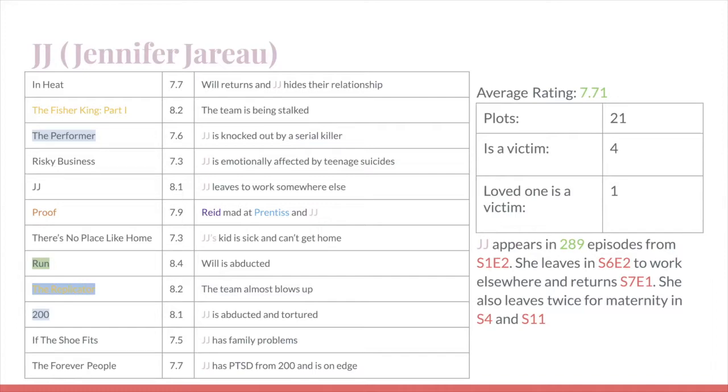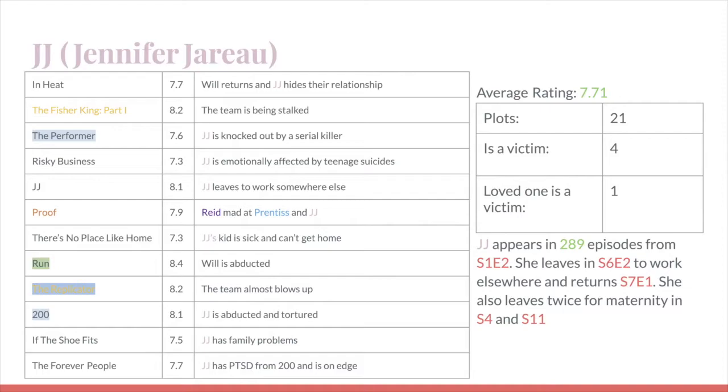She has 21 plots about her. She's a victim 4 times, and her loved one, her husband Will, is a victim at the end of season 7. She appears in 289 episodes, starting from season 1, episode 2. She leaves at the start of season 6 to work elsewhere, returning in season 7. The number 289 is not the same number of episodes that the actress is credited in on IMDb. That's because I subtracted the episode she was gone from when she was on maternity in season 4 and 11.